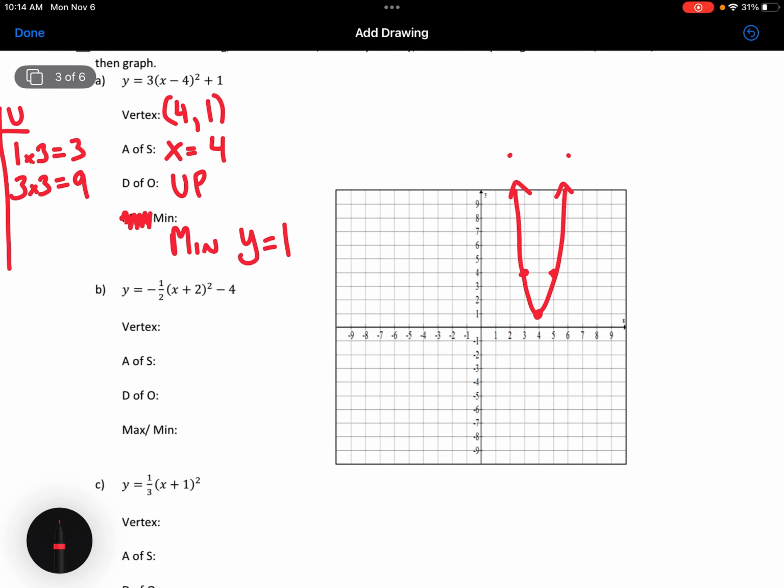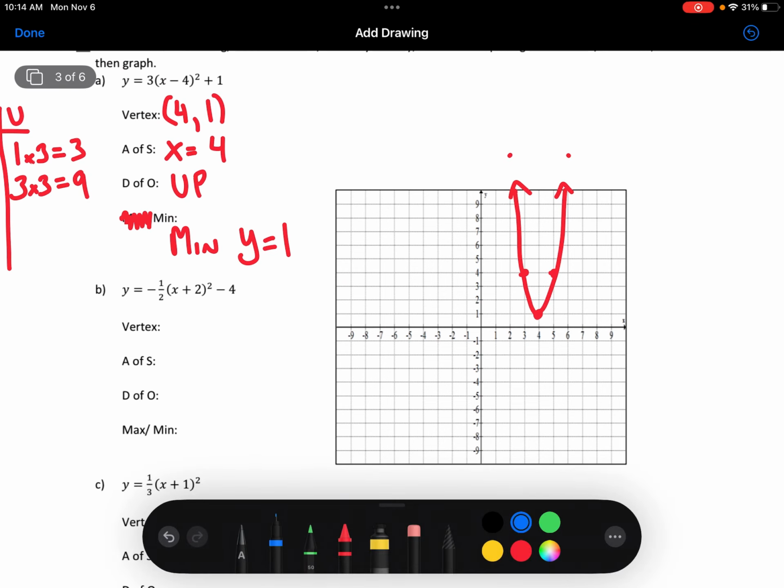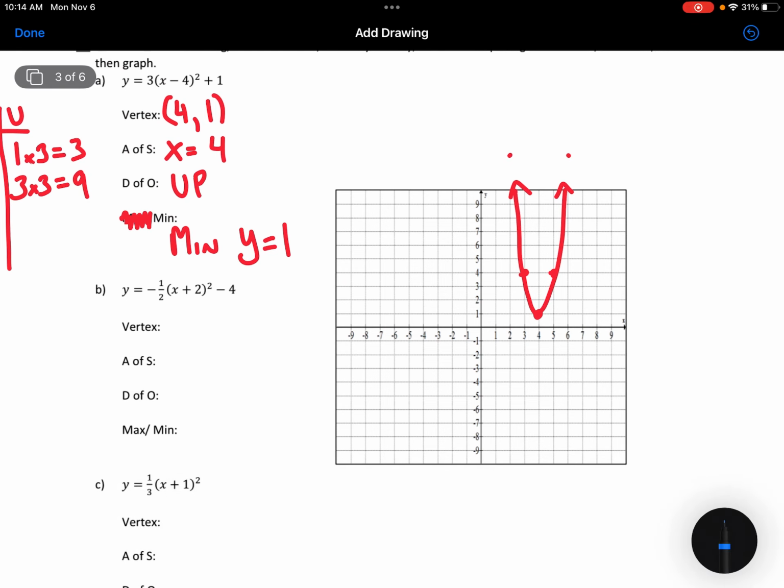The next one, I'll just change colors here so that we know what we're doing. Our vertex is always the opposite inside, so we got (-2, -4). Axis of symmetry, always the x value of our vertex. Direction of opening, this time we're facing down because we have that negative.